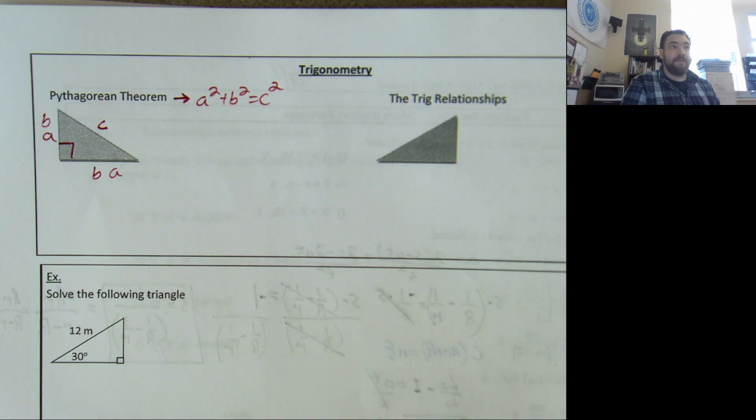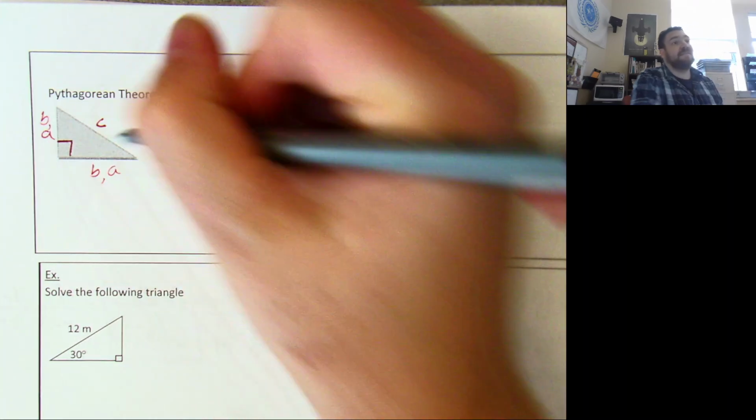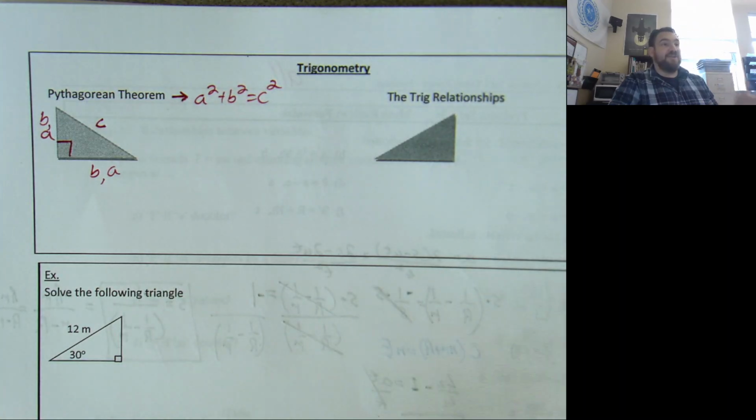How do you call them though? What do you mean? How do you call A and B? Like, they have names too, right? I just don't know their names. Oh, they're called legs. You have the hypotenuse and you have two legs. There's also opposite and adjacent, but that is always relative to a particular angle, which we're going to talk about right here. Okay, so that's the Pythagorean theorem.